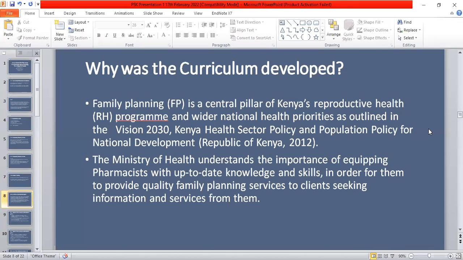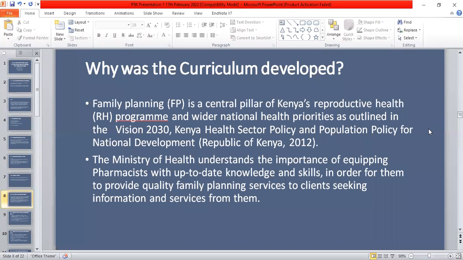So why was this curriculum developed in the first place? A bit of background there. Family planning is a central pillar of Kenya's reproductive health program and the wider national health priorities as outlined in Vision 2030. So there are several reference points: the Kenya Health Sector Policy and Population Policy for National Development, 2012. And the government also appreciates and understands the importance of equipping pharmacists with up-to-date knowledge and skills in order for them to provide quality family planning services to clients seeking information and services from them.